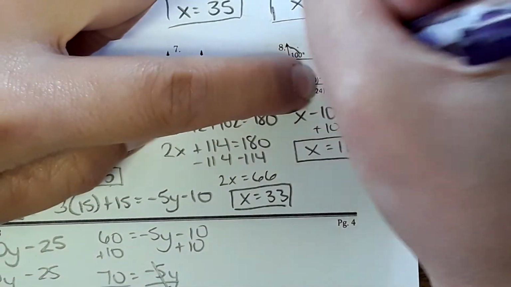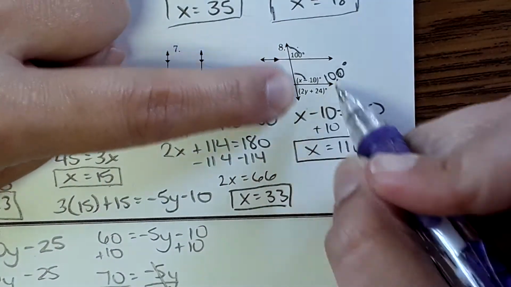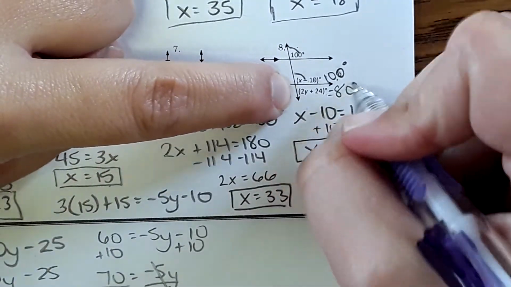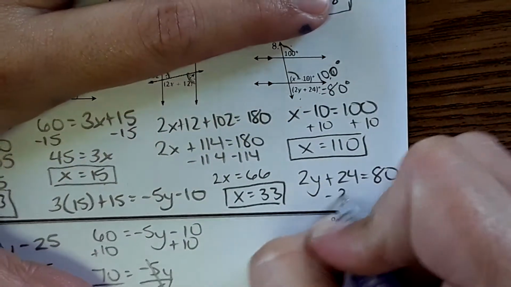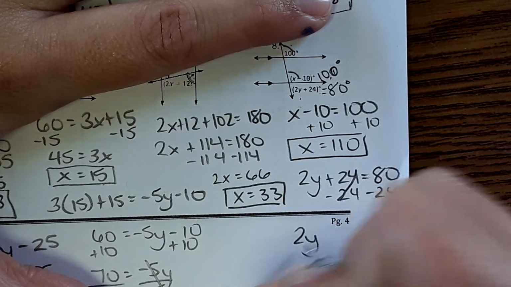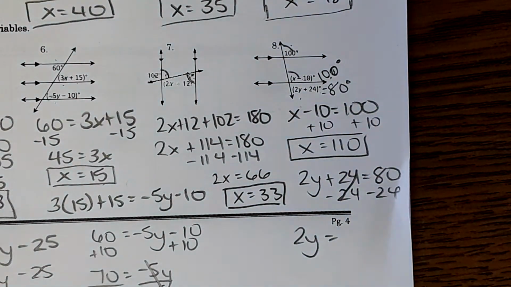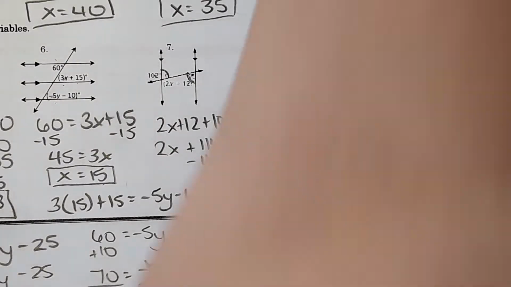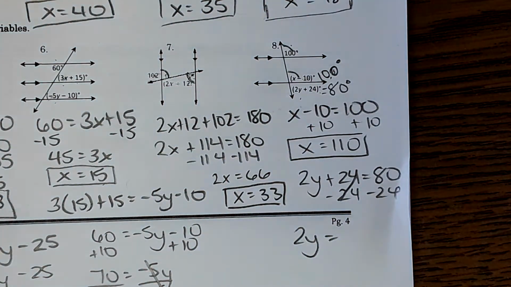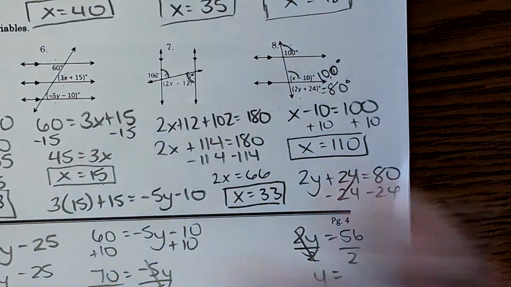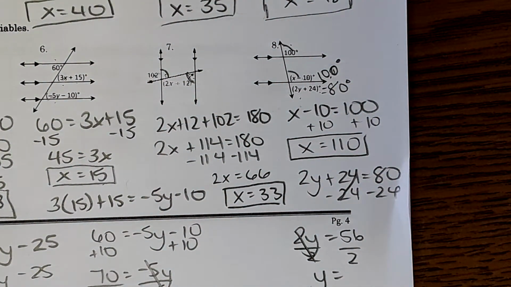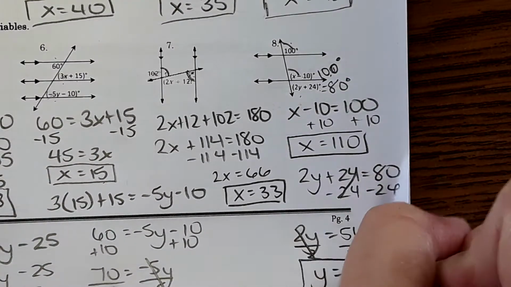Since I know this is 100 degrees, there's a couple different ways we could do this. This has to equal 80 degrees because it forms a linear pair. I can just set this equal to 80 to solve for y. 80 minus 24 is 56. 56 divided by 2, and y equals 28. And we're done.